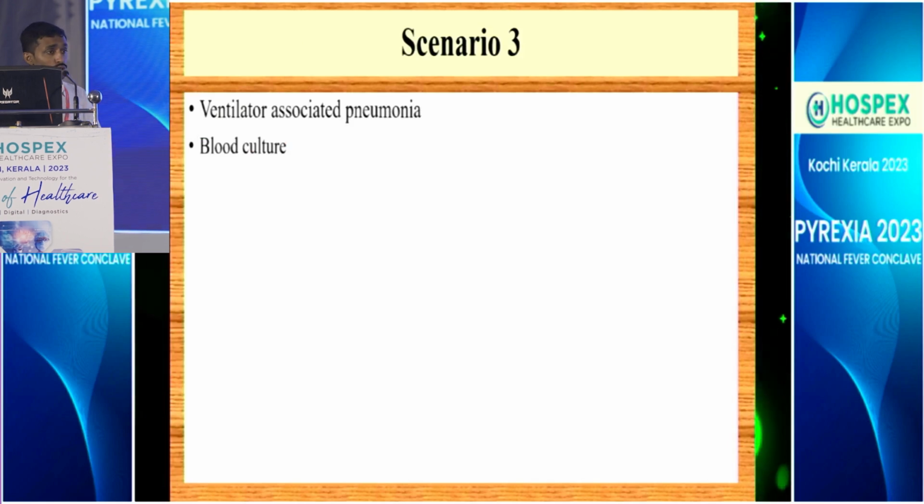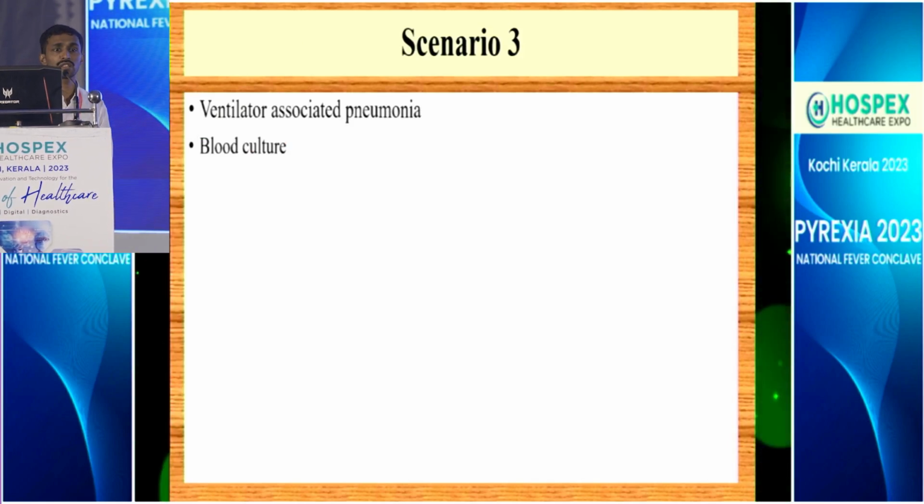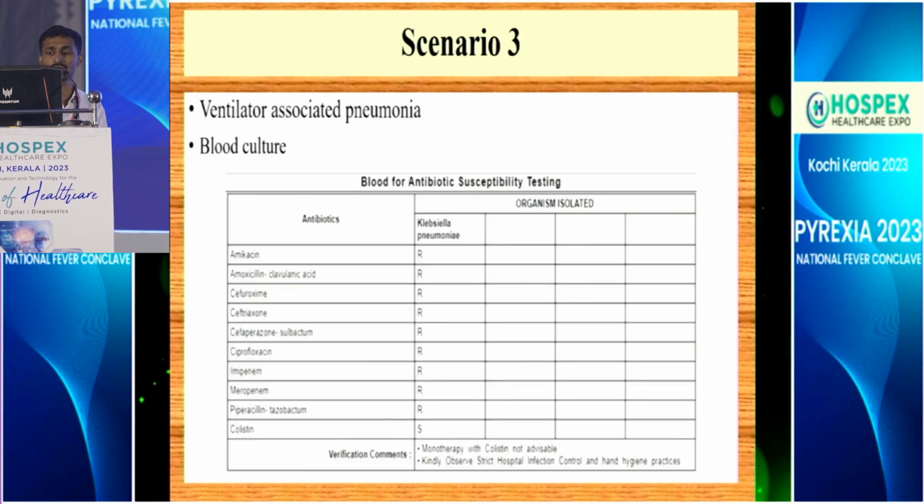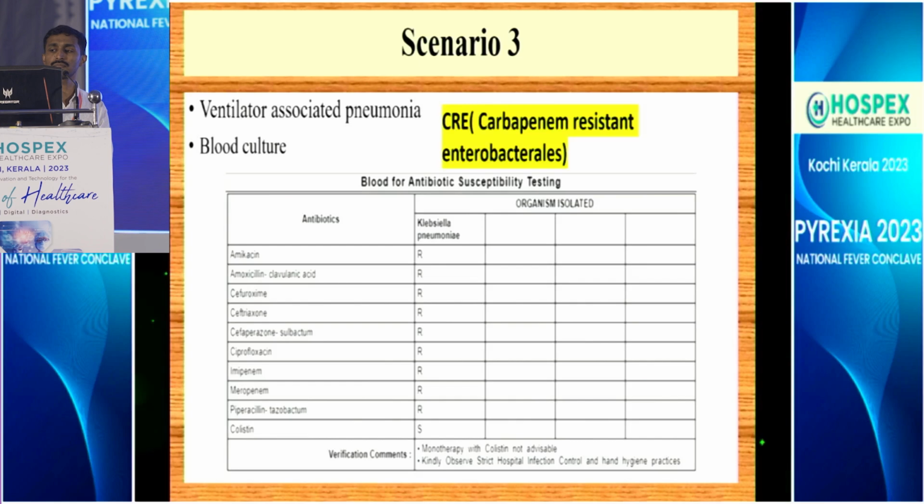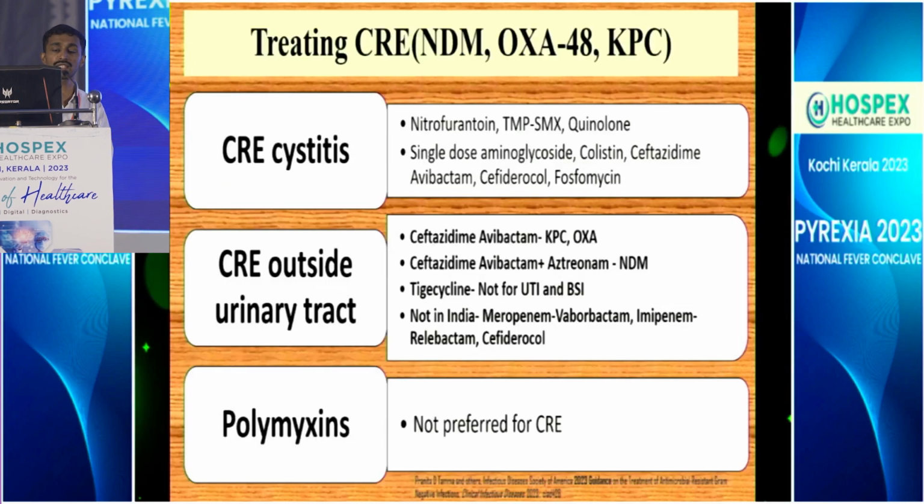Next scenario, I would go to a complex scenario. This is a scenario of ventilator-associated pneumonia, where the blood culture was showing Klebsiella pneumoniae. And if you see this resistance pattern, almost everything is resistant except colistin. So meropenem is resistant, imipenem resistant, ceftriaxone, cefoperazone, all are resistant. So this is a carbapenem resistant Enterobacteriaceae, or we abbreviate it as CRE. So everything is resistant except colistin. So how do you approach these cases?